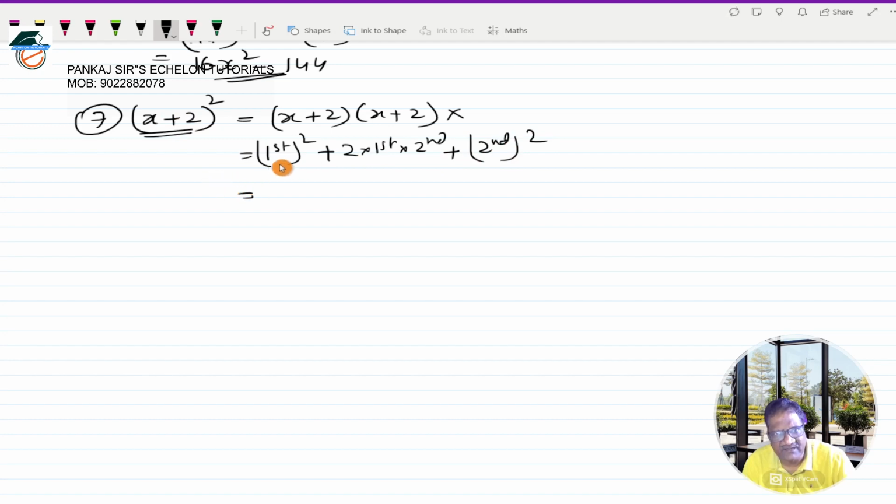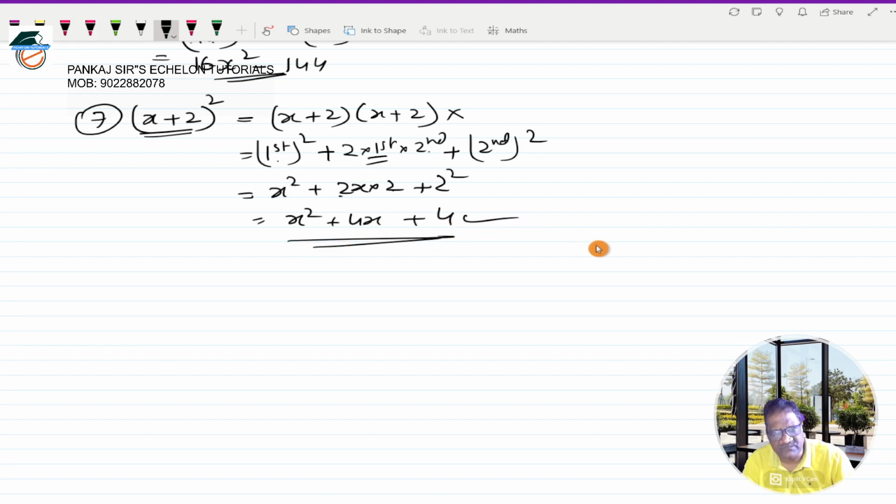Now let us put the values. First term is x, so it will be x square, plus 2 into first term x, into second term 2, plus second term is 2, so it will be 2 square. Now this can be written as x square plus 2 into 2, that is 4, 4x, plus 2 square is 4. So this is the way you have to write.